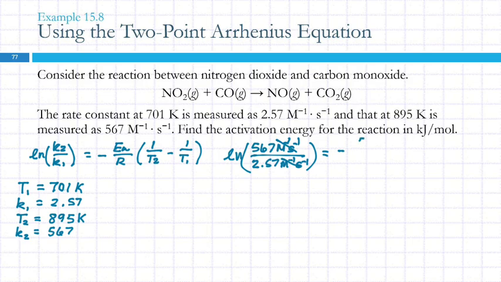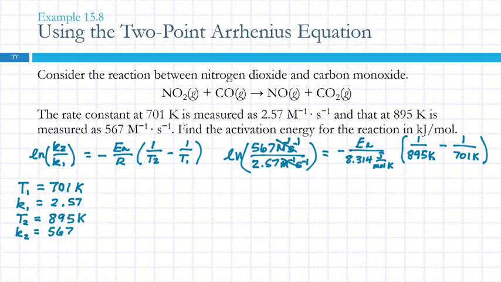Negative EA, that's what I'm trying to find, divided by 8.314 joules per mole Kelvin, times the quantity, 1 over 895 Kelvin, minus 1 over 701 Kelvin.